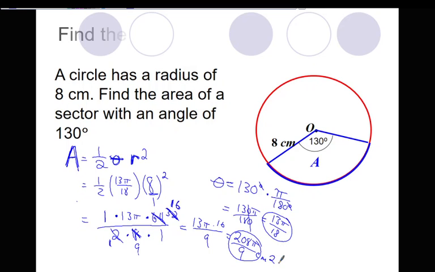That's it. Area of a sector. So the hardest part about this whole problem is making sure you remember to change theta into radians, and then just knowing your fraction rules and how to reduce a fraction. That's it.